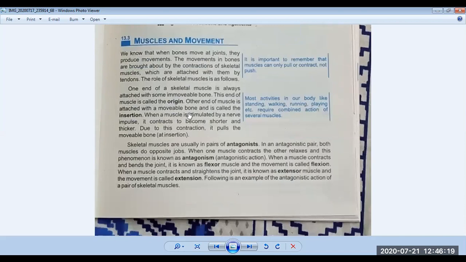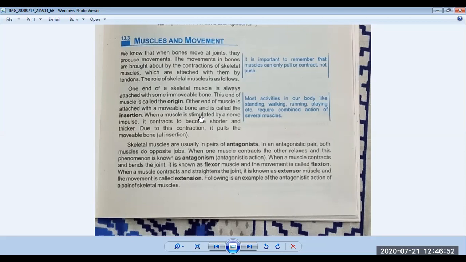When a muscle is stimulated by a nerve impulse, definitely when your muscles begin to work, we have discussed in detail in the nervous system, when we talk about nervous coordination, that the two main parts of nervous coordination are our brain and spinal cord. So what happens when the brain and spinal cord send messages to our muscles?